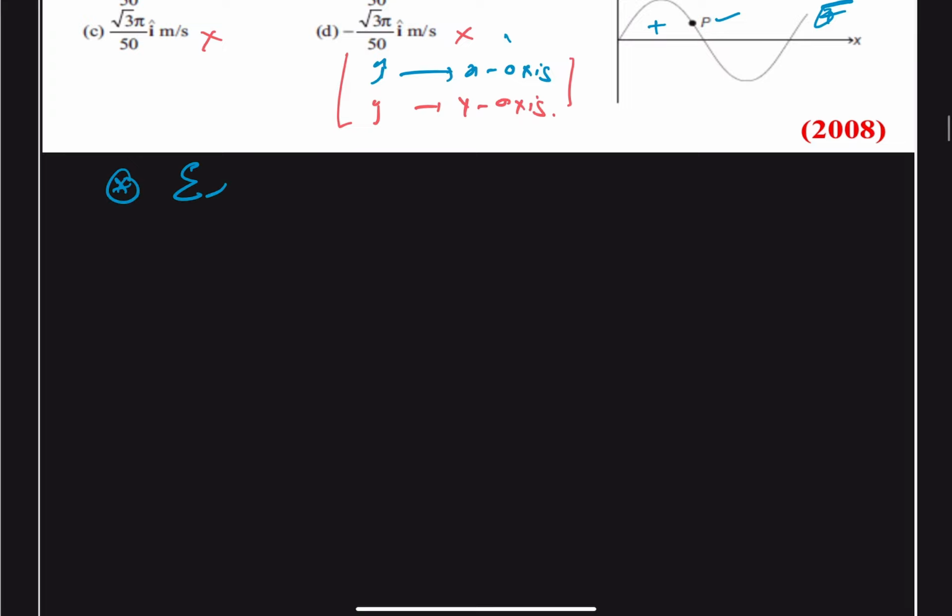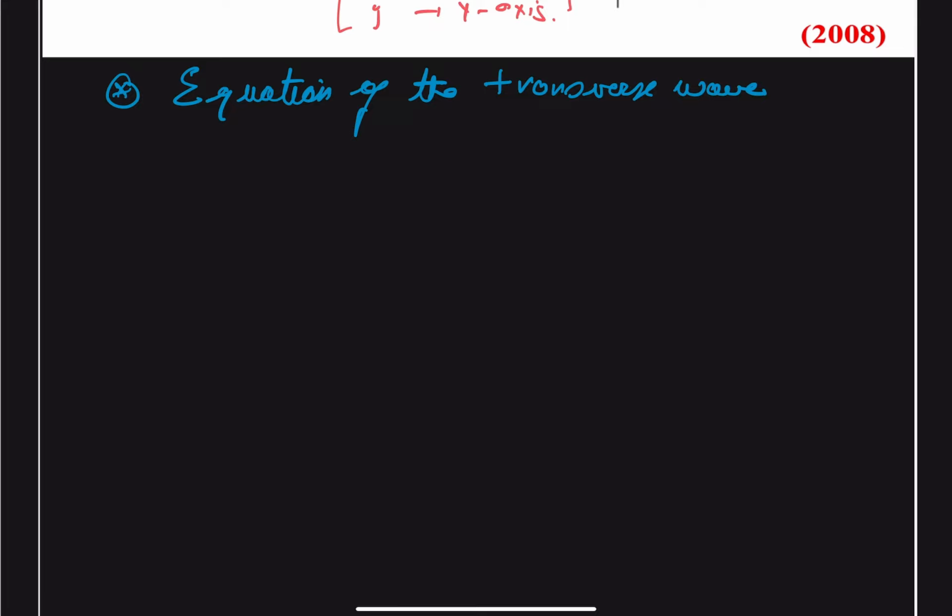the equation of the transverse wave is given as y of x comma t is equal to A sine of kx minus omega t plus phi. Let us call this equation number 1.